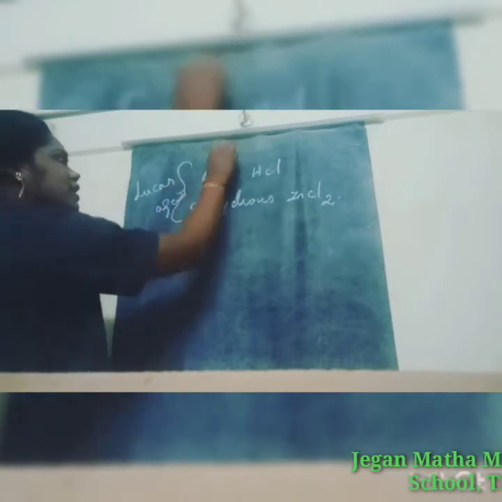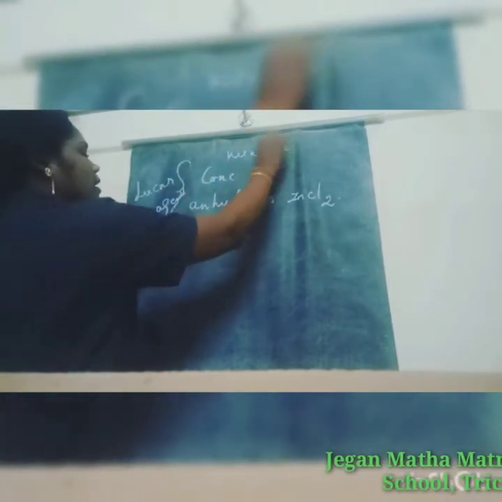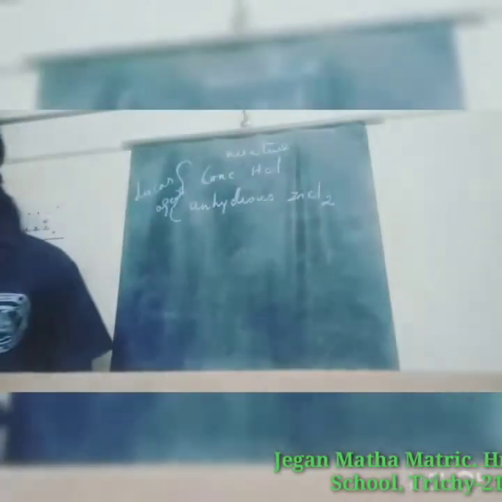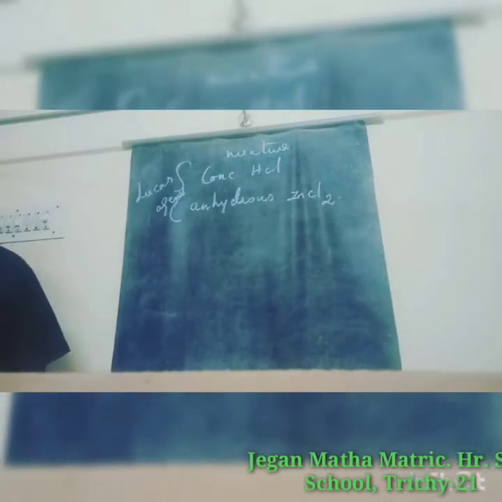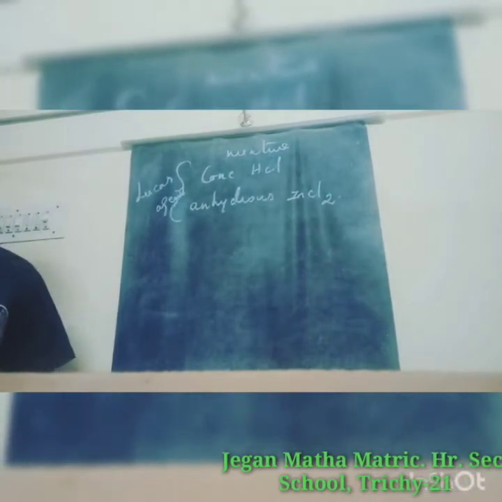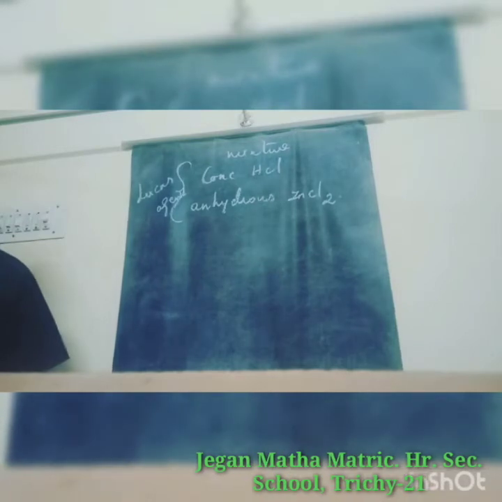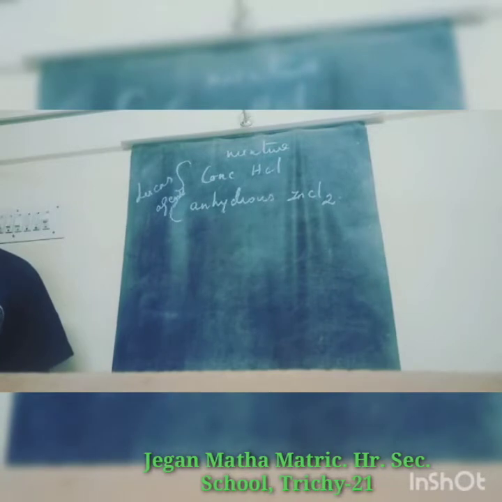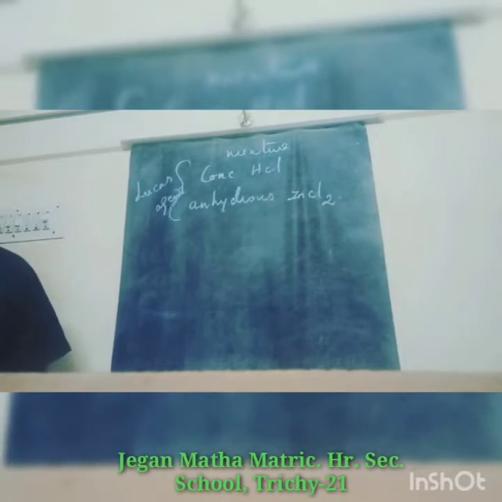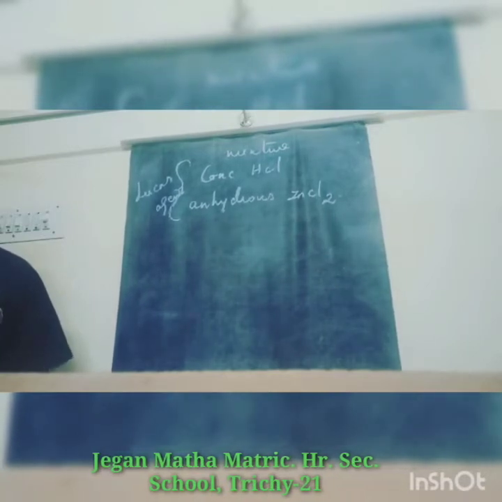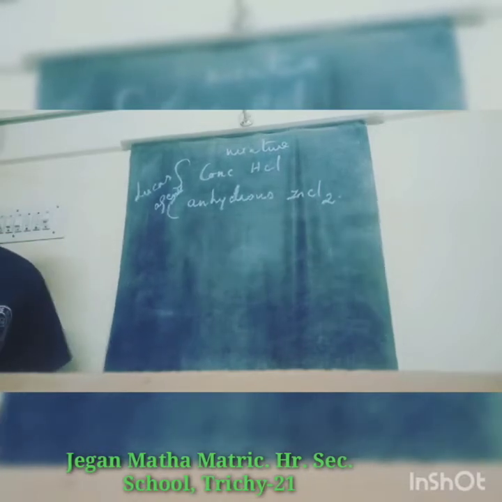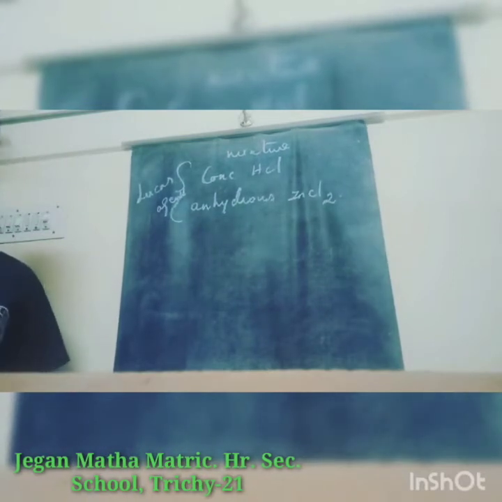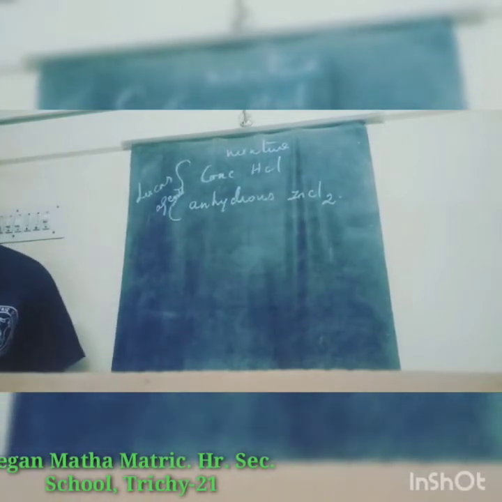So the mixture of HCl and anhydrous zinc chloride is the Lucas agent. And next, at room temperature, tertiary alcohols. Tertiary means 3 times, secondary means 2 times and primary means only 1 time. Tertiary alcohols react immediately to form a turbidity due to the formation of alkyl chloride. Alkyl means methyl, ethyl, propyl, butyl, pentyl, hexyl. These are the alkyl groups, and the alkyl chloride is insoluble in the medium.